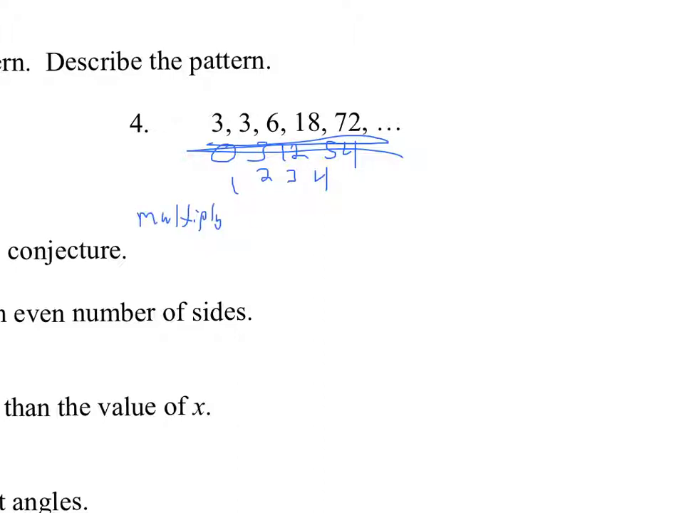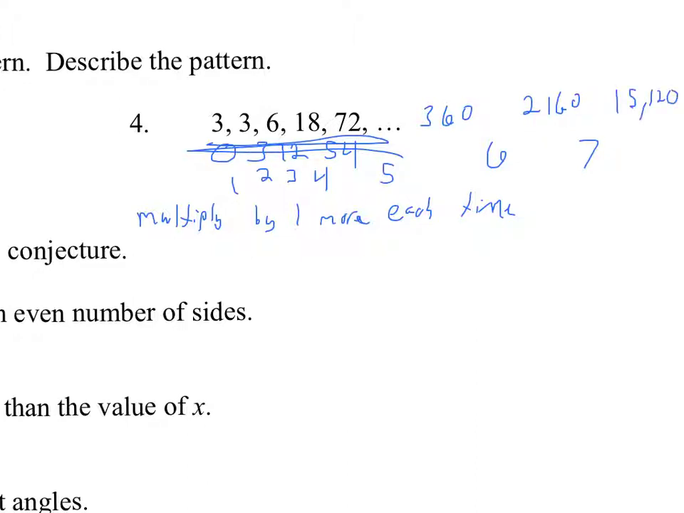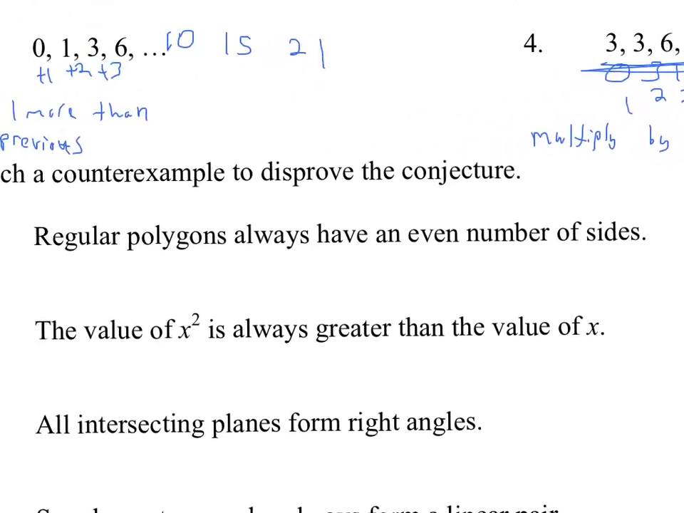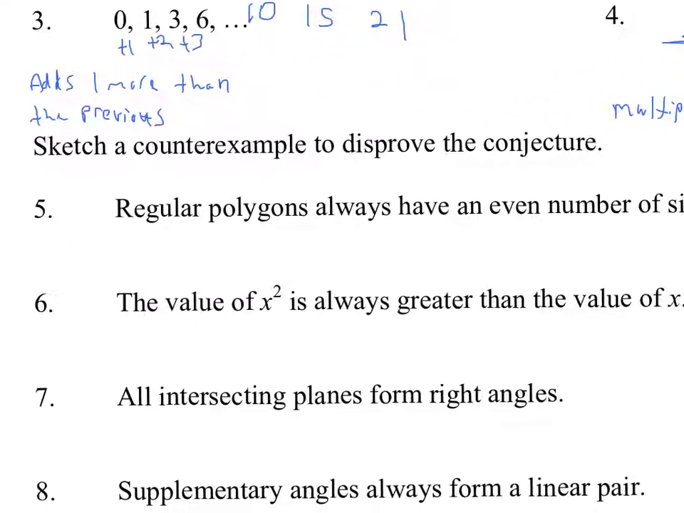Multiply by 1 more each time. So, I'm going to take 72 and multiply it by 5. 72 times 5 is 360. And then we're going to multiply that by 6. And I get 2,160. And I got to do one more, multiply that by 7. And I get 15,120. 15,120, all right.